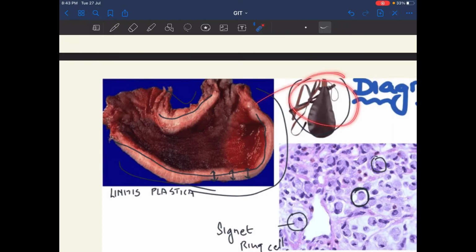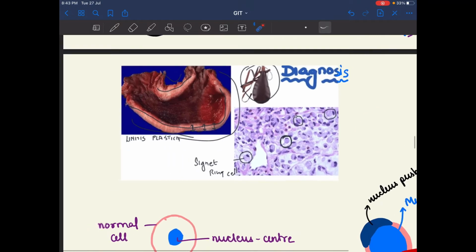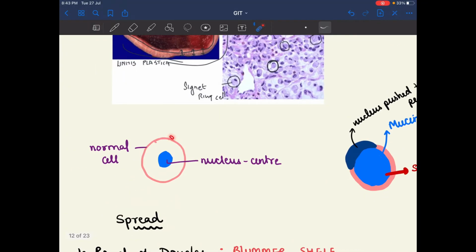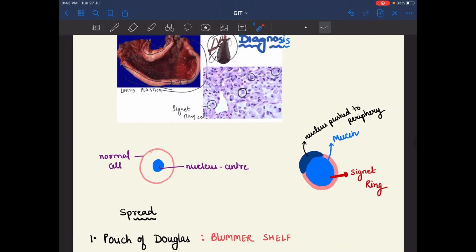It looks like a bag, and on microscopy we see the cells are signet ring cells, meaning the nucleus is moved towards the periphery, as we see in all these photos. So signet ring cells are seen in adenocarcinoma. This is the normal cell, and in the center the nucleus is present. So this is the normal presentation. But here in the adenocarcinoma we see that the nucleus moves to the periphery and the other part is covered by mucin. So it represents the signet ring. So this is about the adenocarcinoma.